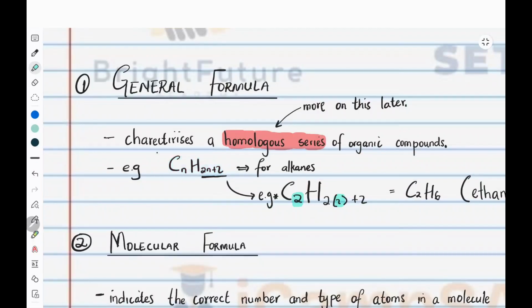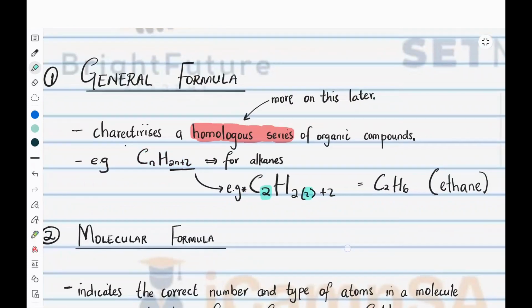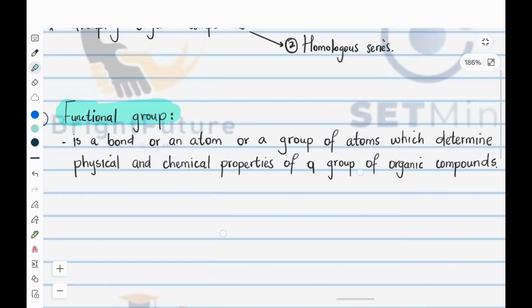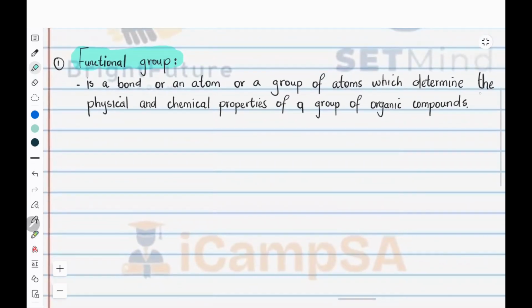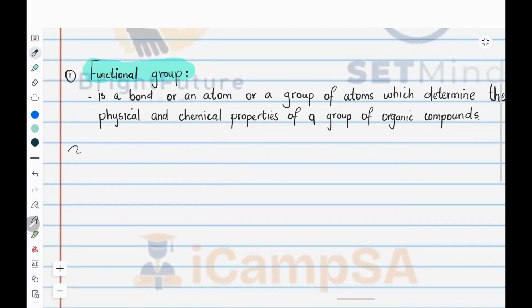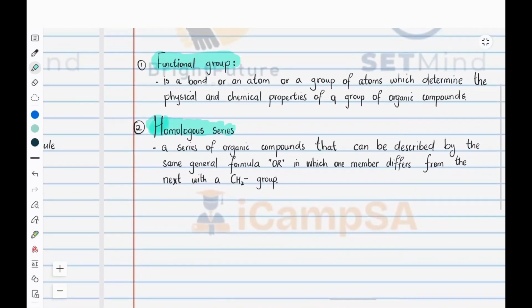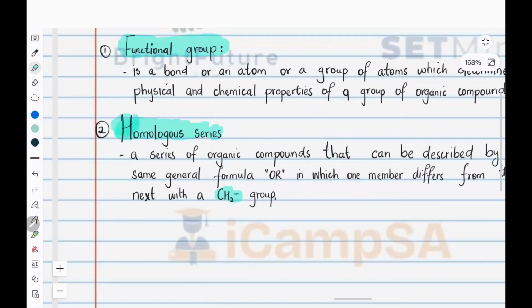Okay, so that's what we mean by general formula. If they are described by the same general formula, that certain group of organic compounds will belong to the same homologous series. All right, so let's just put the definition here. So that's our definition for homologous series. It's a series of organic compounds that can be described by the same general formula, or in which one member differs from the next with a CH2 group. So I'll show you what that also means.